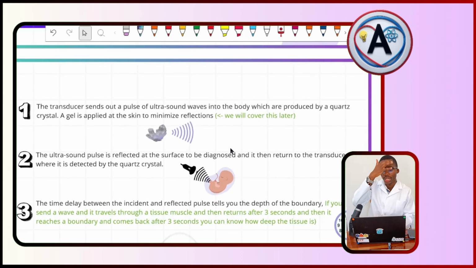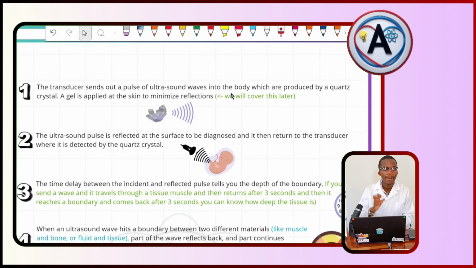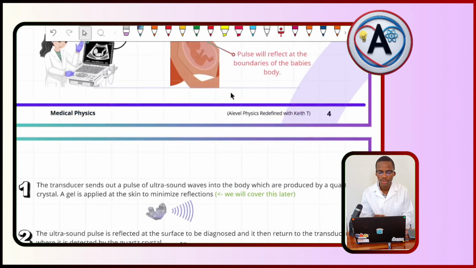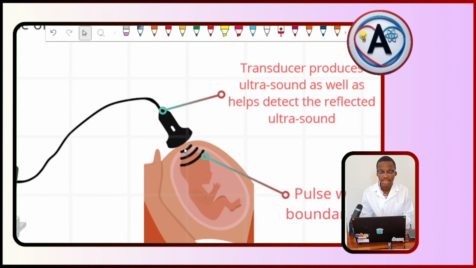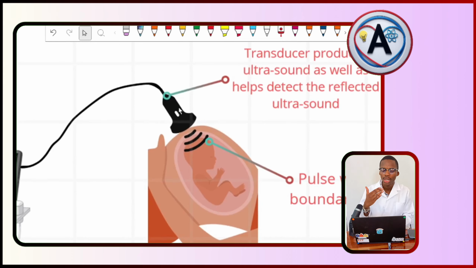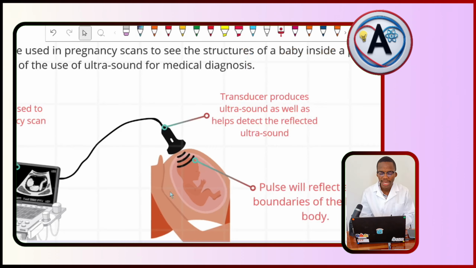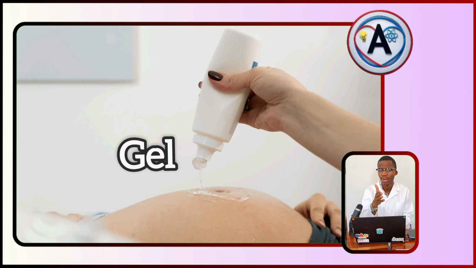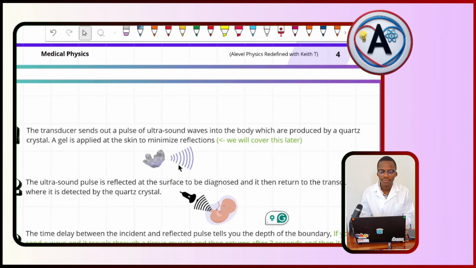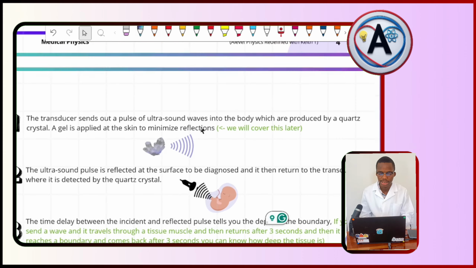So first, the transducer will send out a pulse of ultrasound waves. Here, the transducer is this. It sends out a pulse of ultrasound waves, and those pulses are going to intercept with the child. We apply a gel on the surface of the mother's stomach. We'll talk about why that gel is important a bit later, but that gel is used to minimize reflections. We'll explain what that is in a bit.